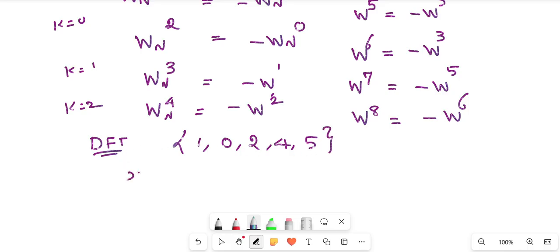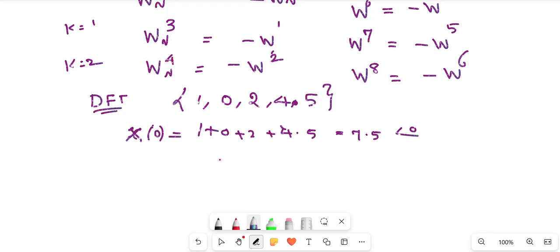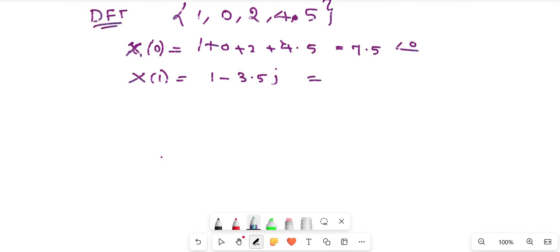So in this, what is X of 0? 1 plus 0 plus 2 plus 4 plus 2.5. This is 4.5. 1, 0, 2, 4.5. So 6, 7.5. Okay, the angle is 0, you can see. Similarly, X of 1, if you calculate by direct computation, you will get 1 minus 3.5j. So you find the angle and the phase.